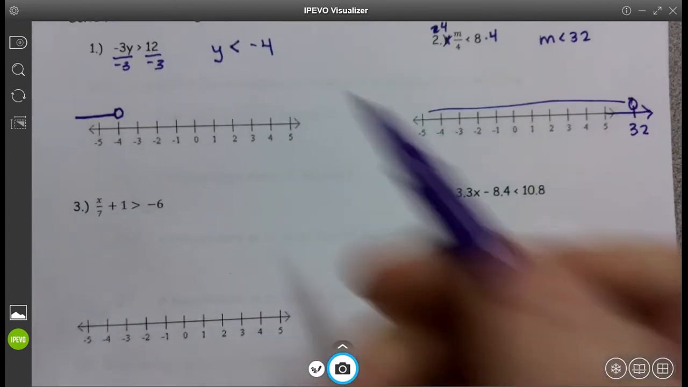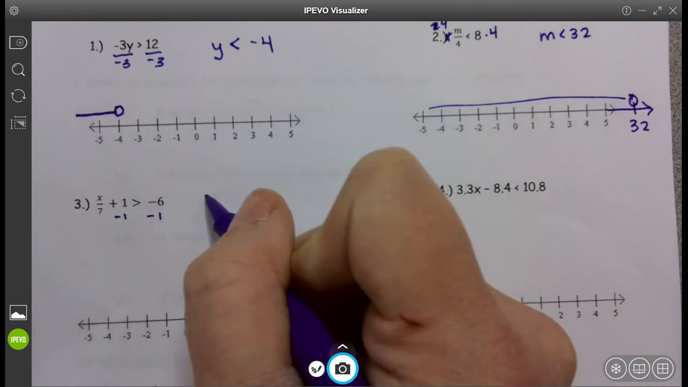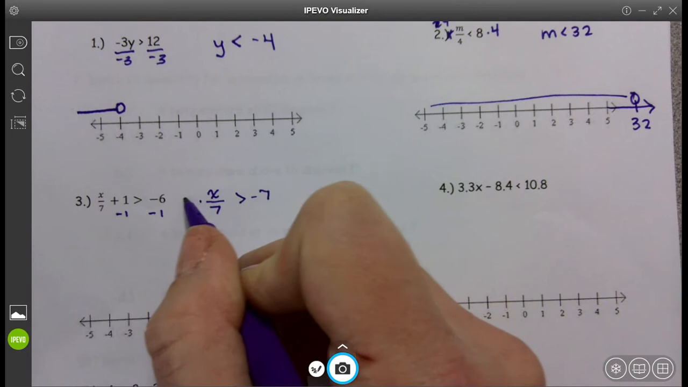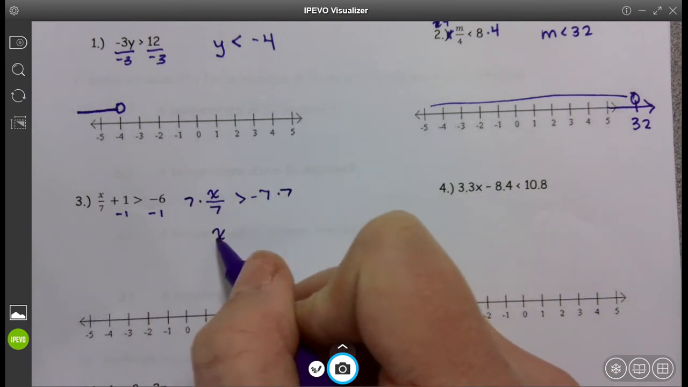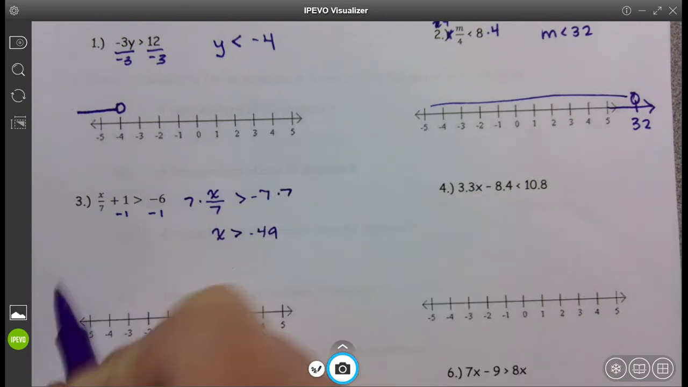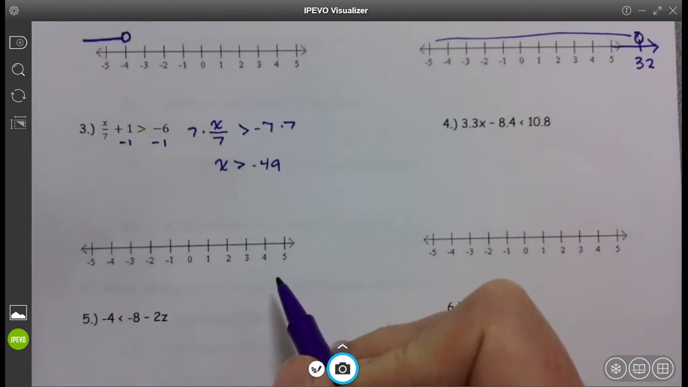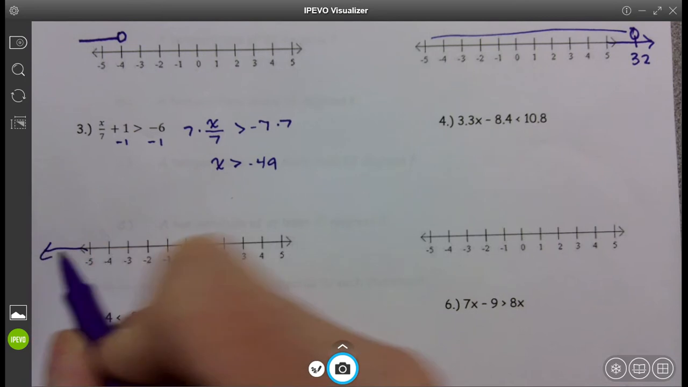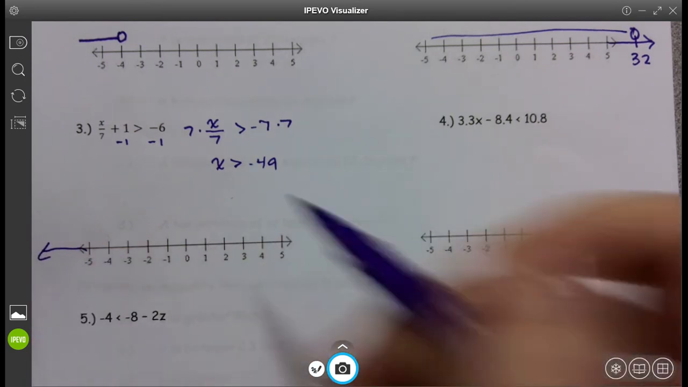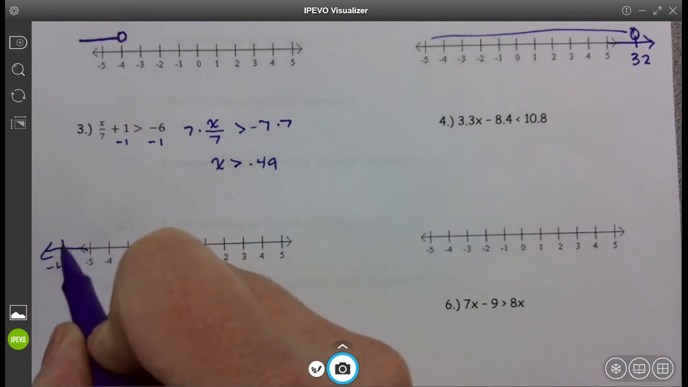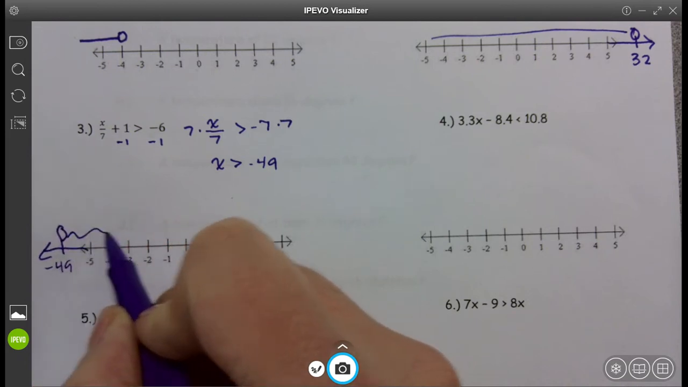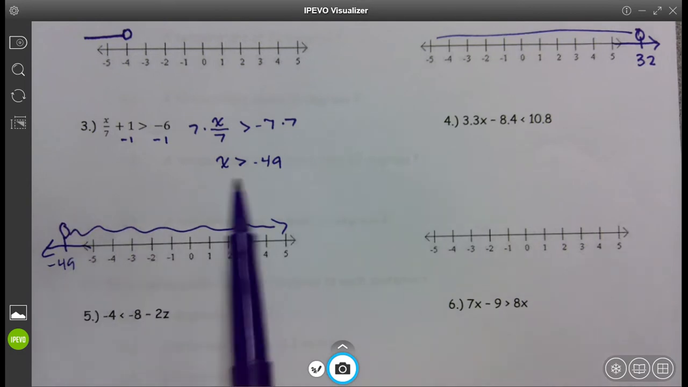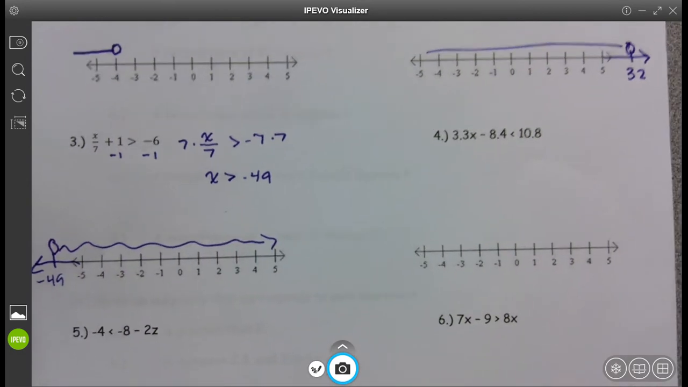Number 3, we have to get rid of a positive 1 first. We're still left with x over 7, which is greater than -7, and then we multiply both sides by 7. So x is greater than -49. I should have left these blank. I just copied and pasted a generic one. And let's extend it. And we're going to put a -49, which is an open circle, but we're greater than it. So the squiggle is the shading. It's saying anything greater than -49 is a solution to this inequality.